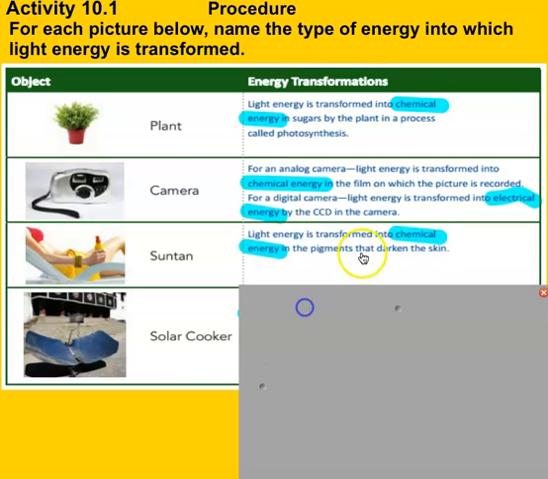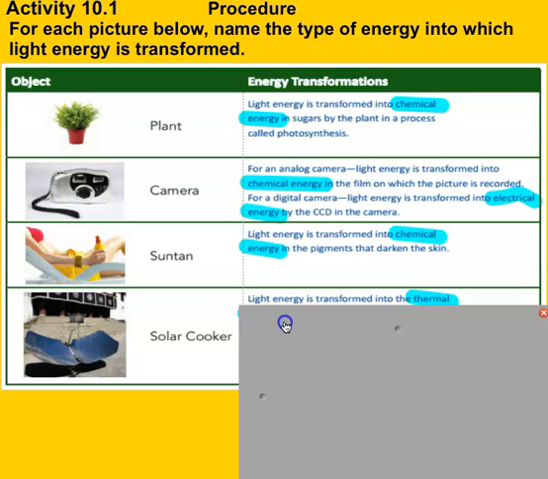Suntan, well, it's going to be a chemical energy, and that's why you get darker as you get tan, because that light is being transformed into chemical energy. Well, if you're suntanning, you want the chemical energy. If you said thermal energy, I can see you making an argument for that because you're going to get warm when you're sunbathing like that.